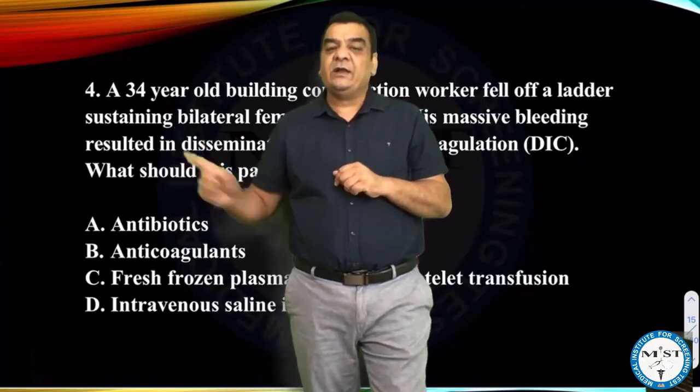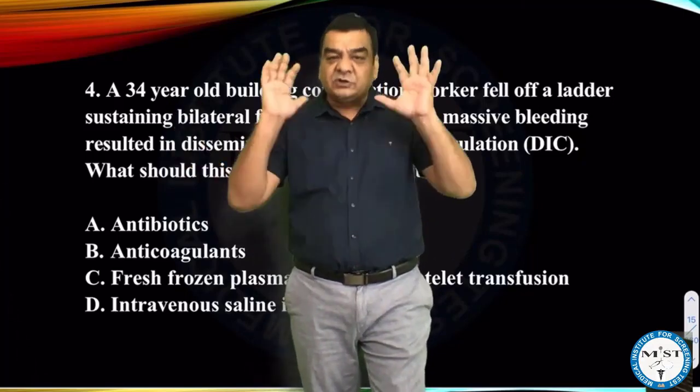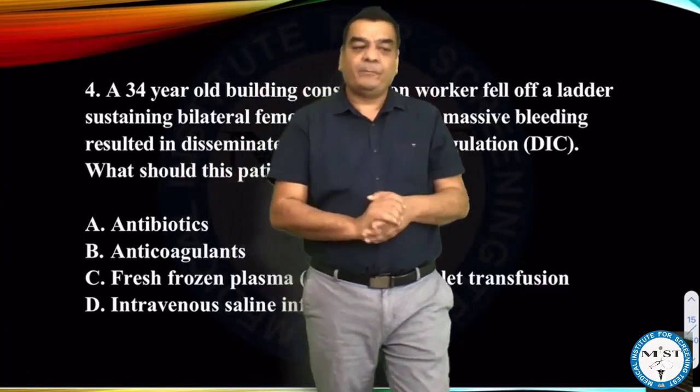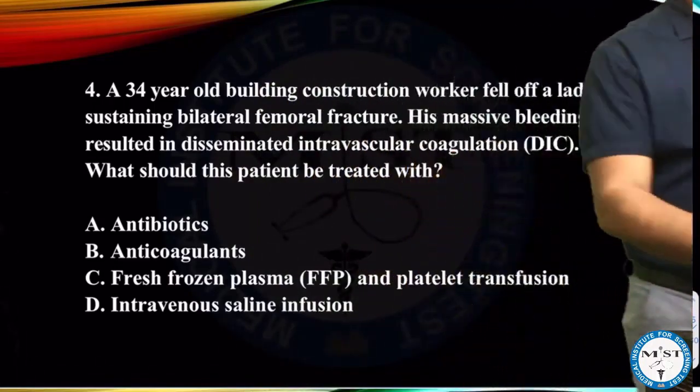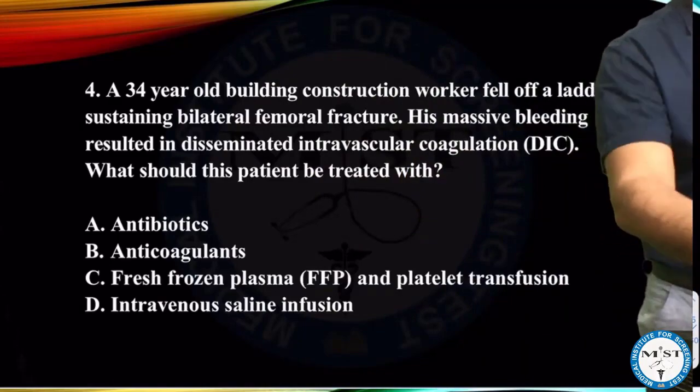So for DIC, the best thing we can do is give FFP and platelets. That is why from my side, the correct answer for this question would be the fresh frozen plasma and the platelets.